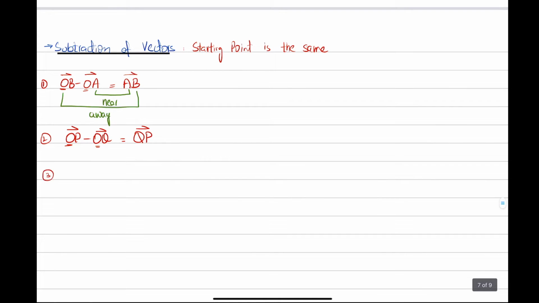Okay, let's do another example. Let's say you have AC minus AB. Can you subtract these two vectors? Yes or no? Yes, you can. Why can we subtract these two vectors? That's because they both have the same starting point. Now that we've decided we can subtract them, what is the result going to be? Yep, vector BC. What about LM minus LN? Can you subtract these two? Yes, you can. And what is the result going to be?